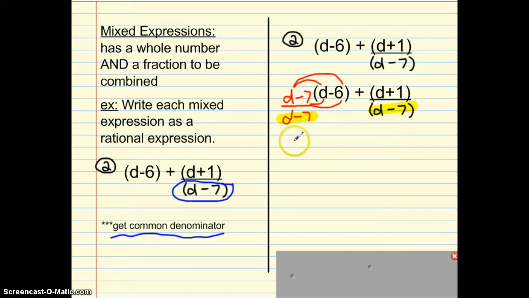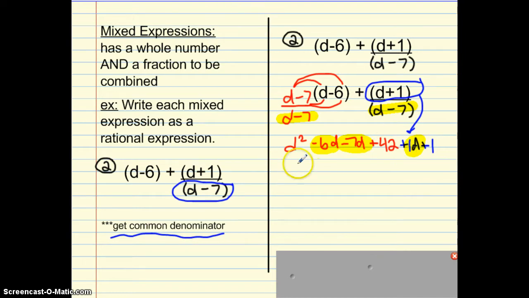So we will have d squared minus 6d minus 7d plus 42. And then also my d plus 1 is going to come down. So plus d plus 1. And then I'm going to combine my like terms. So I can combine the negative 6d, the negative 7d, and this d here, which technically has a 1 in front of it. And that should get me a final answer.